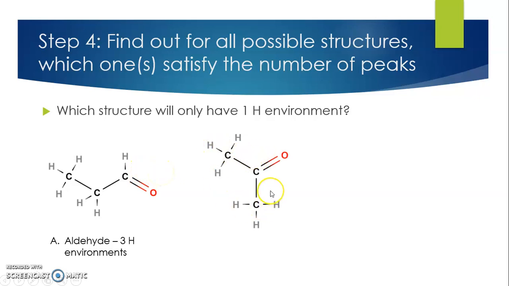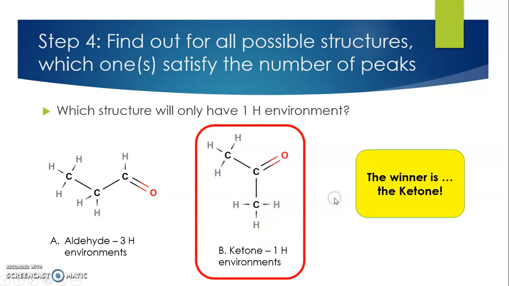So what about the ketone then? Well, we talked about this ketone before. All 6 hydrogens are in an equivalent position. They are all connected to the carbon that's next to a carbonyl group. Although they are connected to 2 carbons, these 2 carbons are also in the same environment. So all 6 hydrogens are in the same environment. So the winner is our ketone.